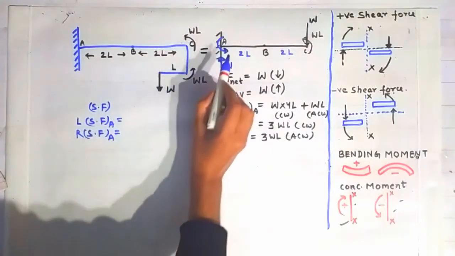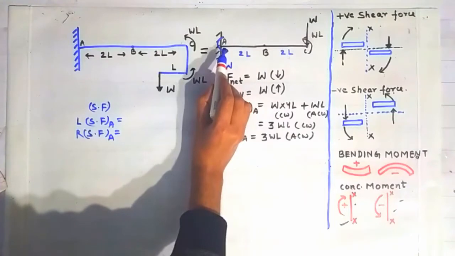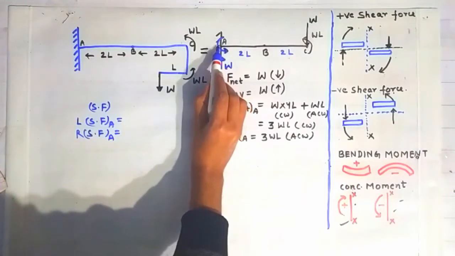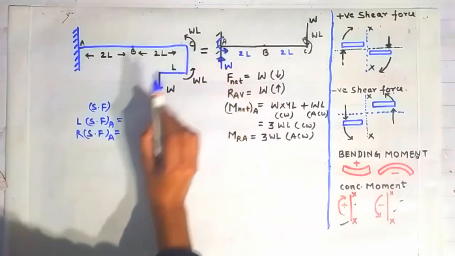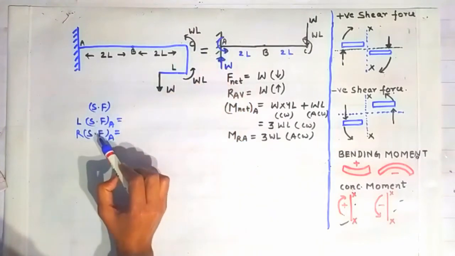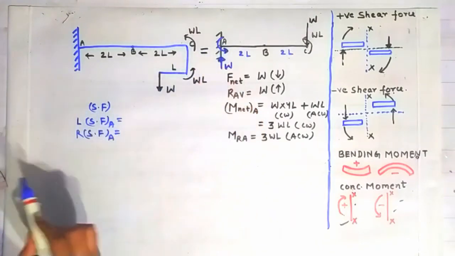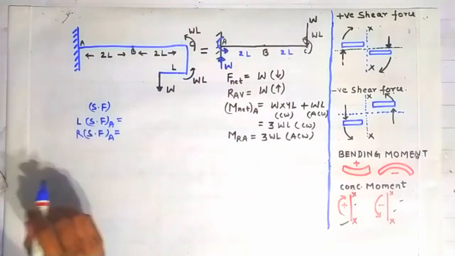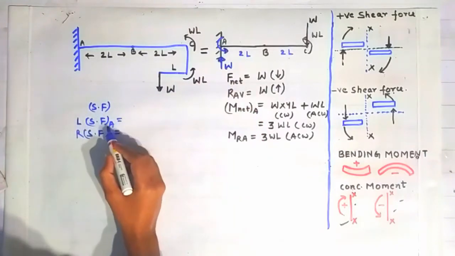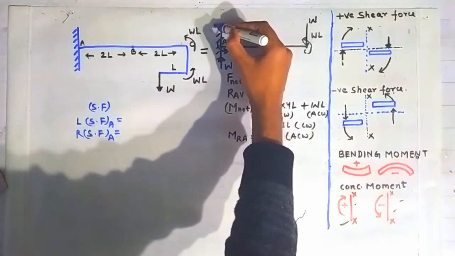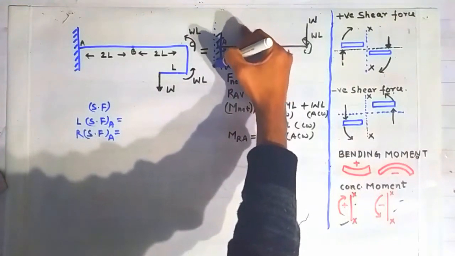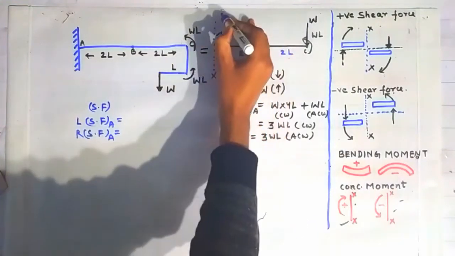That's why we are calculating, because the shear force will change its magnitude when moving from the left side of point A to the right side of point A. That's why we are calculating the value of shear force on the left side and on the right side of this point A. So to calculate the value of the shear force on the left side of point A, we have to construct a section on the left side of point A. This is the section XX.